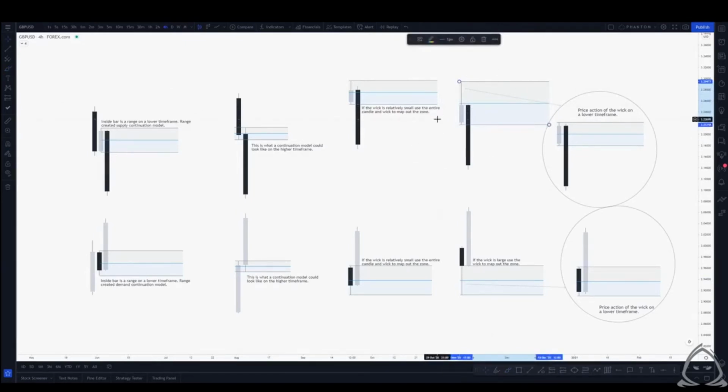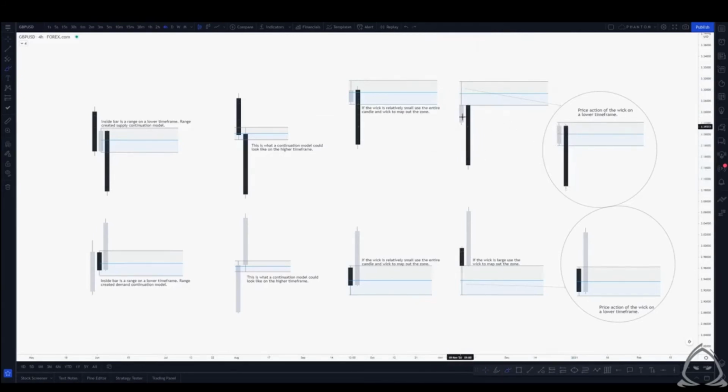Yes, it is valid, but we're looking to refine our approach and understand the fractal nature of the markets and what this wick implies. If we look at this wick on a lower time frame, what we can see conveyed in this little bubble here is essentially a supply zone being created. And that's what you will see inside of that wick on a lower time frame. You'll see the creation of that within this wick, whether that's a range created supply.